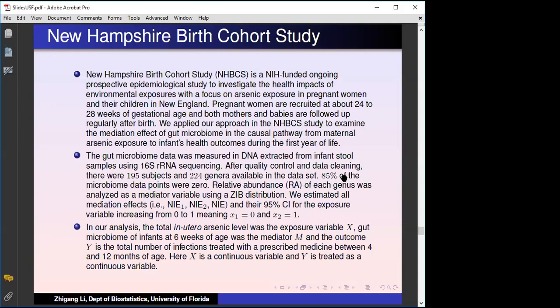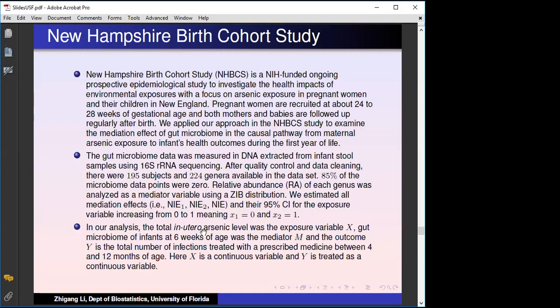And in the data, about 85% of the data points are zero, so a lot of zeros. It's very sparse. So we use the relative abundance of each genus as the mediator variable, and we model that with the zero-inflated beta distribution. We estimate the mediation effects through the continuous change of the abundance level, through the binary change of the taxon, and also the total mediation effect when the exposure variable changes from 0 to 1.